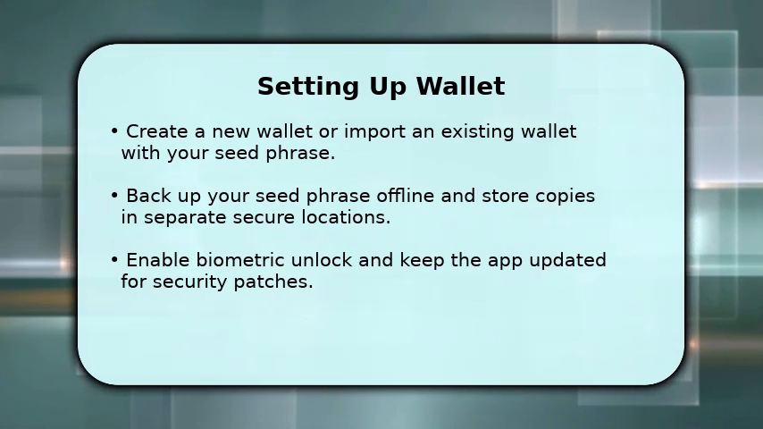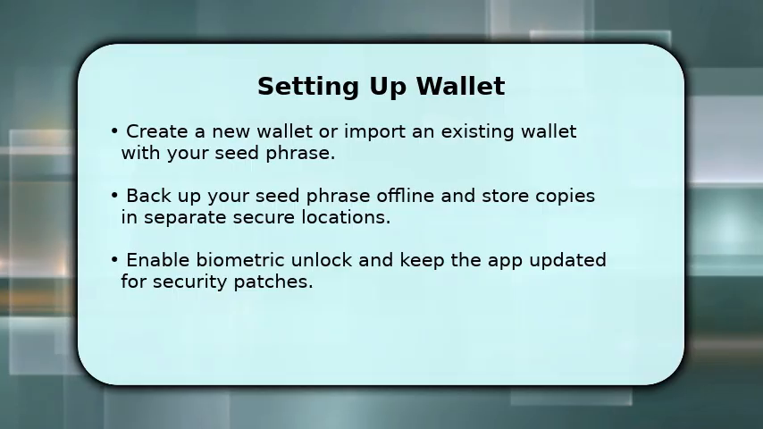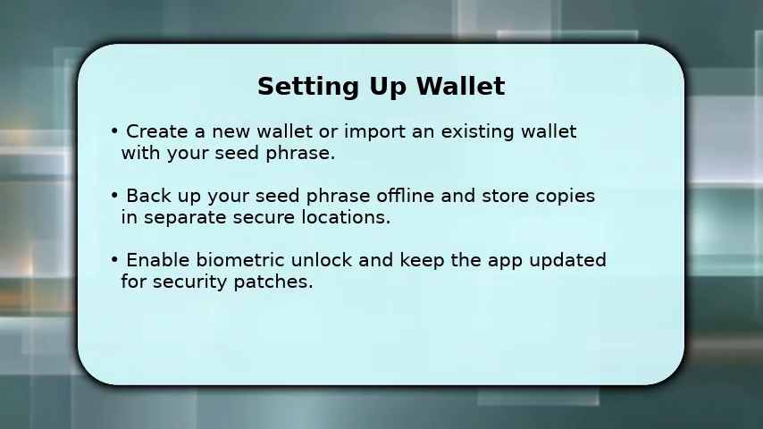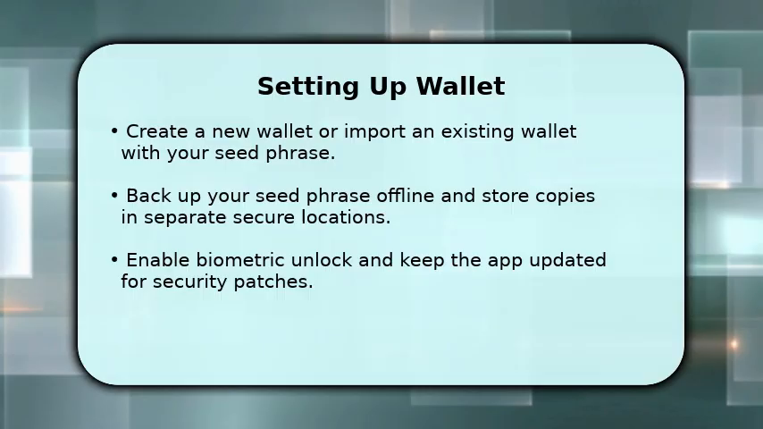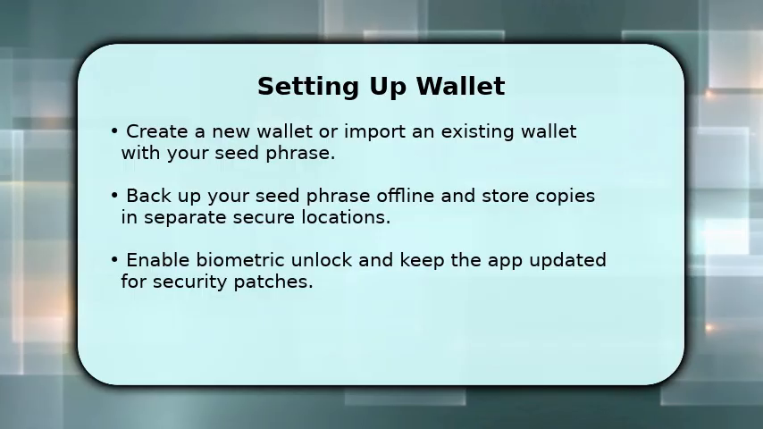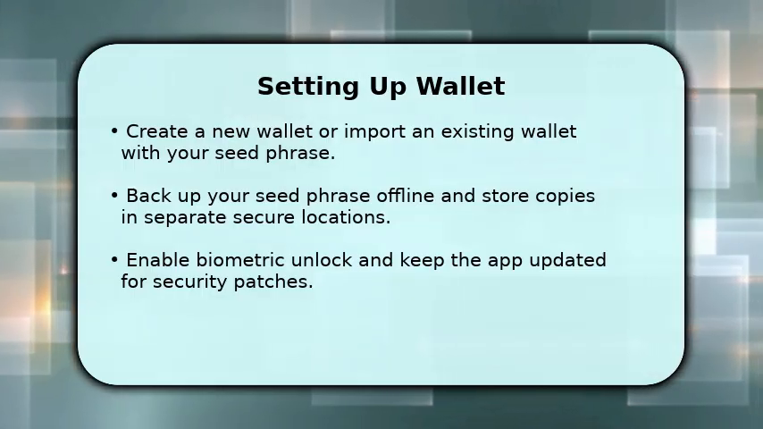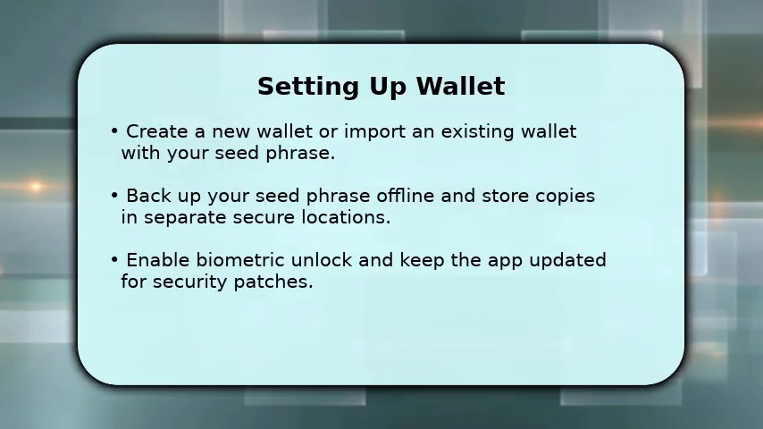First, open Trust App and tap Create New Wallet to generate a fresh wallet address. Write down the seed phrase on paper and store it offline in 2 secure locations. Next, set a strong password and enable biometrics for quick access. Also, review app permissions and enable phishing detection features to reduce risk. Keep the app updated to receive security patches.